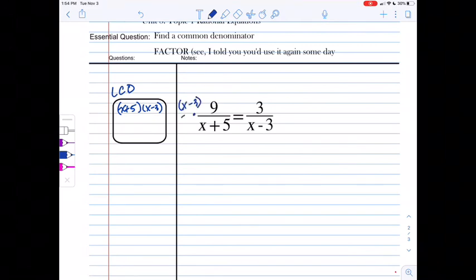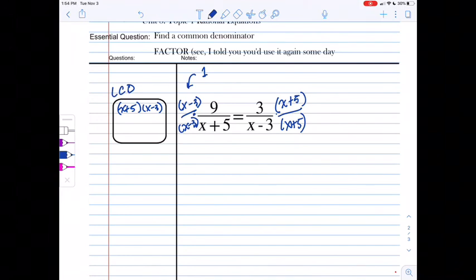So this side is missing x minus 3. Remember, this really is just 1. Okay, x minus 3 divided by x minus 3 is 1. And this side is missing my x plus 5. And I say missing because these are factors. So just like when we did 15, I had 5 and I needed to multiply by 3 to get 15. I have x minus 3 and I need to multiply by x plus 5 to get my common denominator.